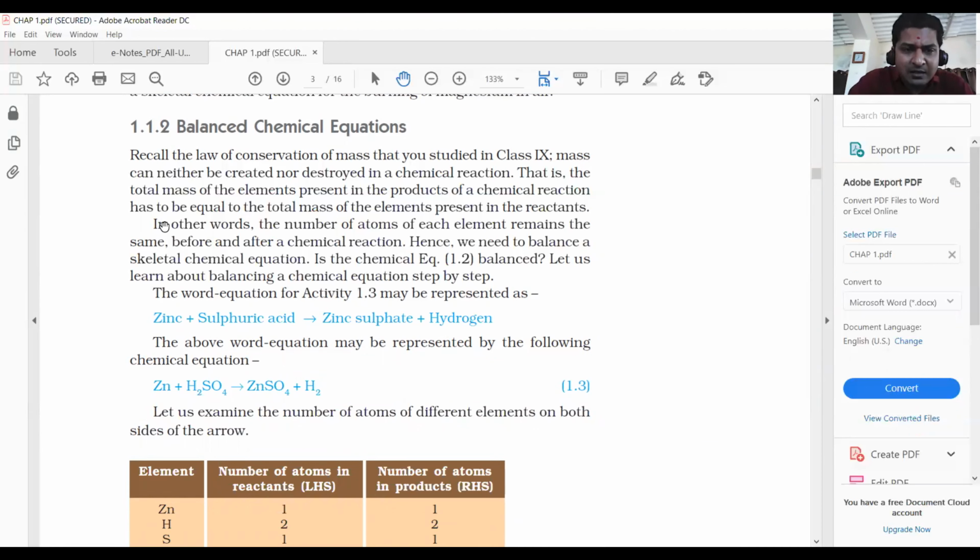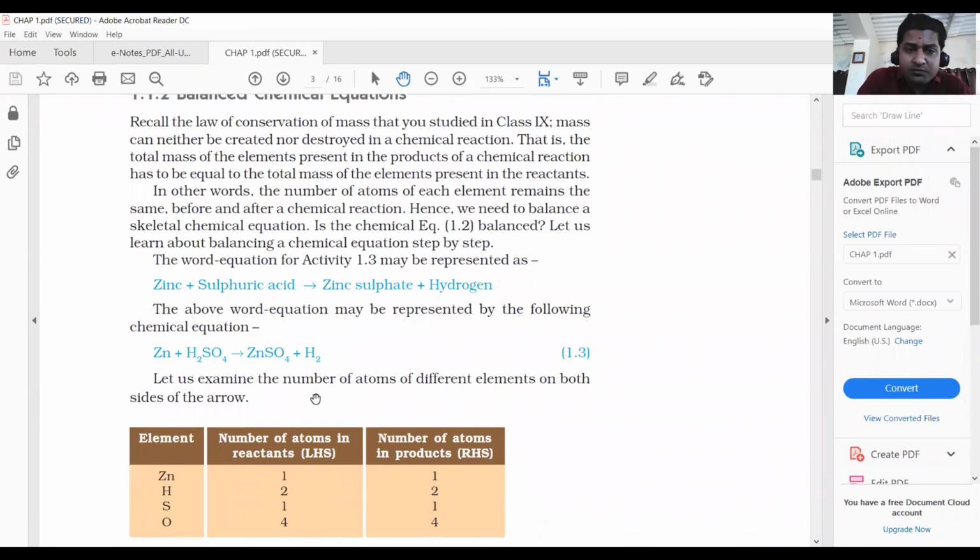We can take another example here. Zinc plus sulfuric acid gives zinc sulfate and hydrogen. Here are the two reactants, zinc plus sulfuric acid, and the products are zinc sulfate and hydrogen. So zinc plus H2SO4 gives ZnSO4 plus H2.